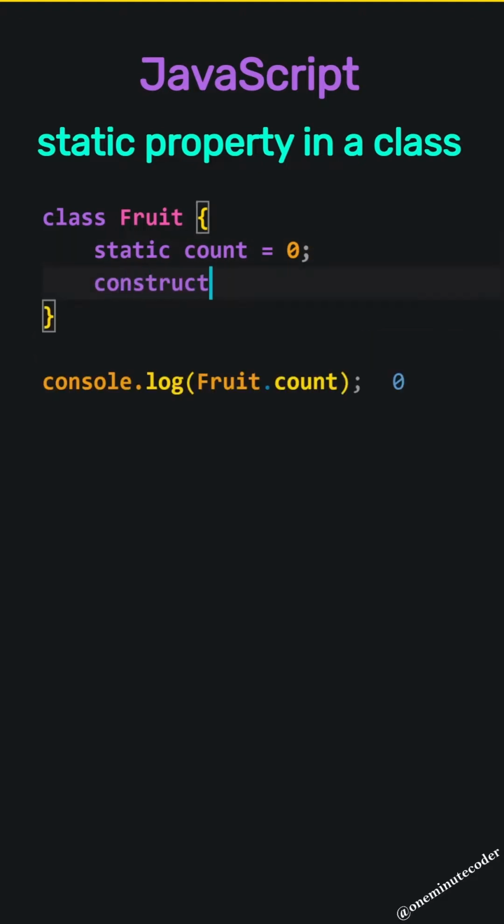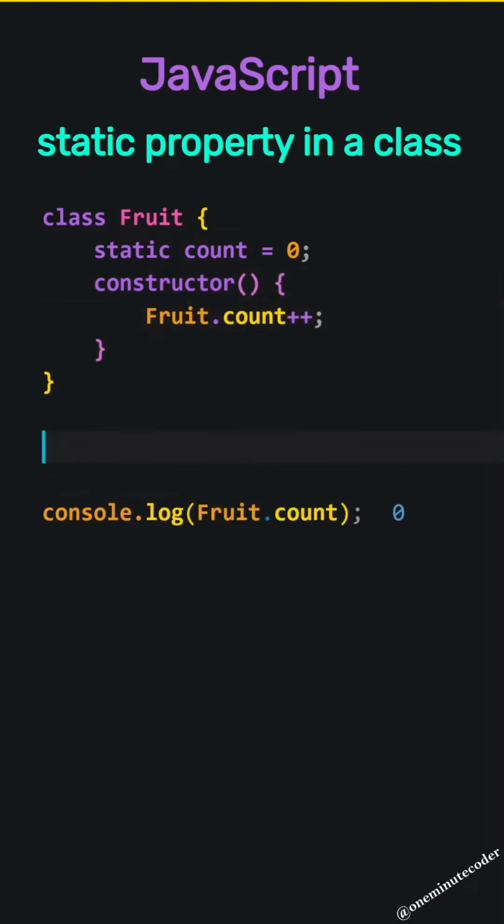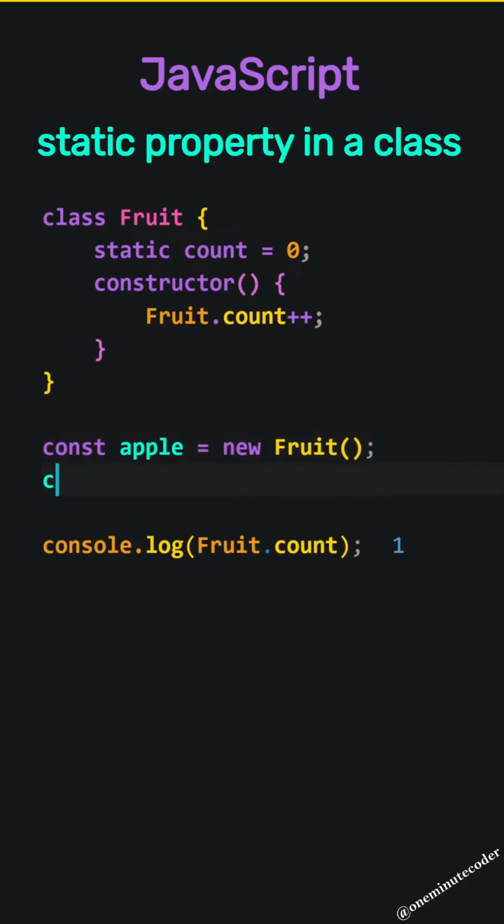The constructor is a special method called when generating class instances. Each object generated using this class will increment the fruit count value by 1. Let's generate new objects and try it out. We added the apple object and the fruit count became 1. Let's add another object. With each object addition, the constructor function runs, increasing the fruit count by 1. Static properties belong to the class, not to newly generated objects.